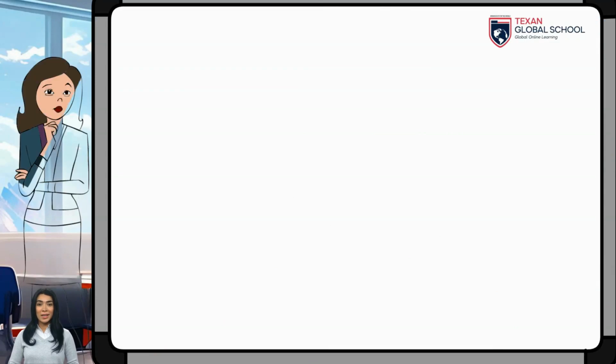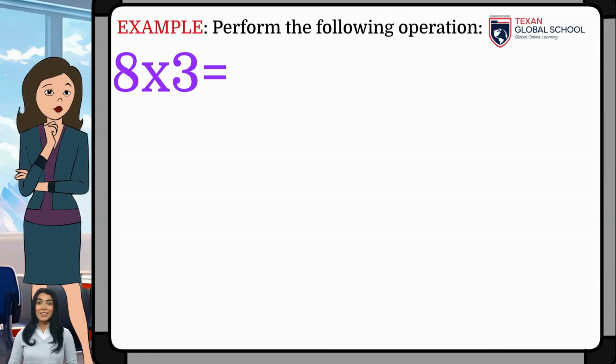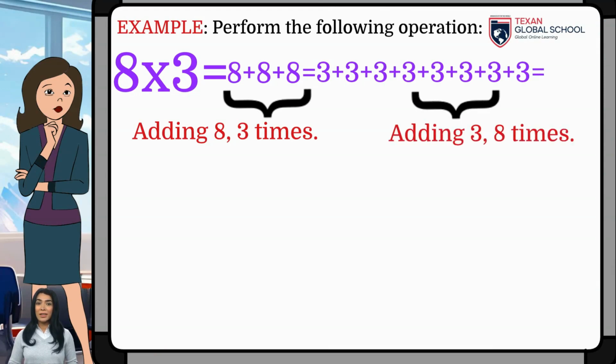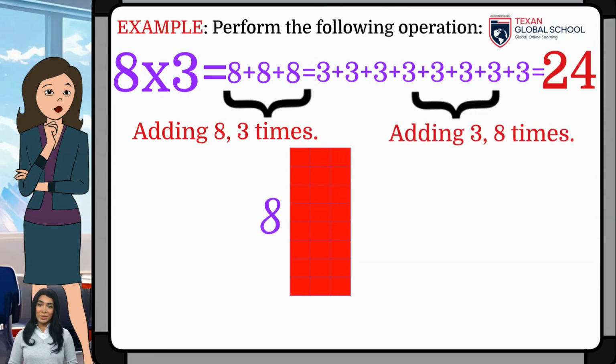Now multiply 8 by 3. We add 8 3 times, or we add 3 8 times. Therefore, 8 times 3 is 24. The model represents 8 rows by 3 columns. So we have 24 ones. Thus, we conclude that 8 times 3 is 24.